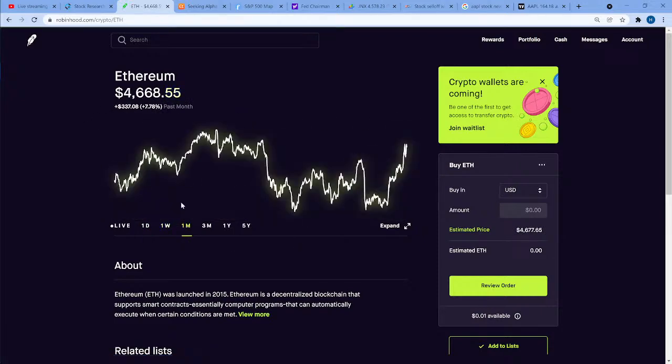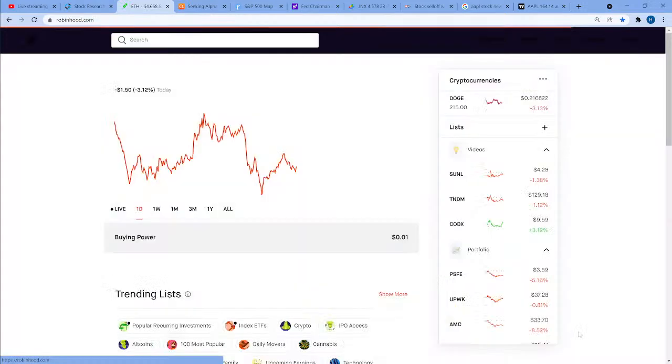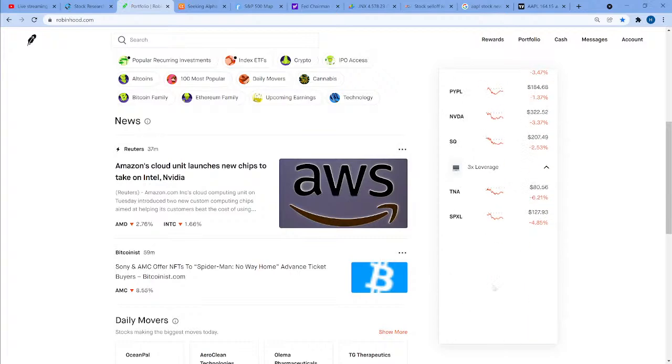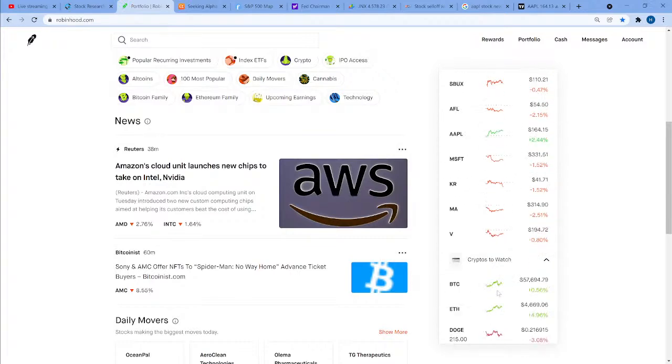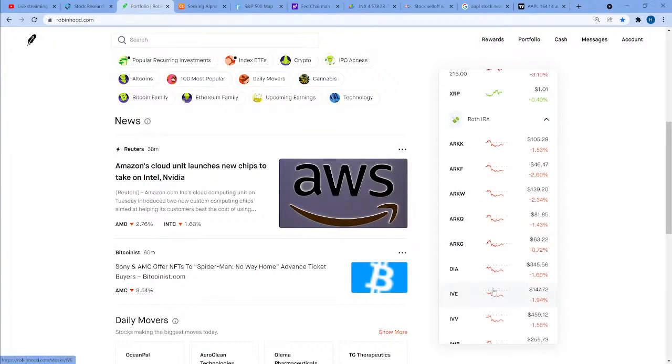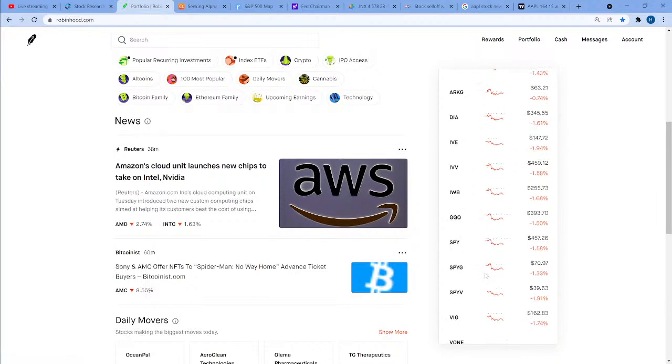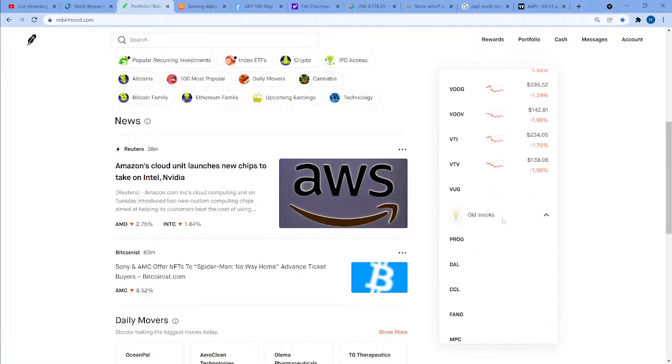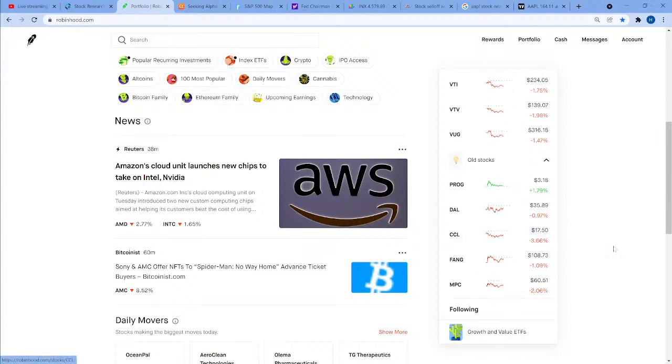Just incredible stuff over the past month. They've dipped down, but they're coming back up. I'm not a big crypto fanatic or anything like that. Just looking at it because I don't really know what else to look at on the live stream right now, if I'm being completely honest. ETFs, all are down. I don't have a single ETF that's up.